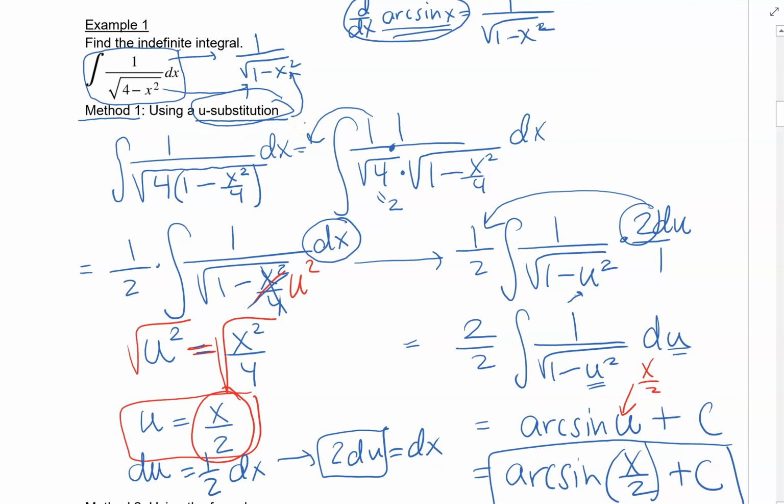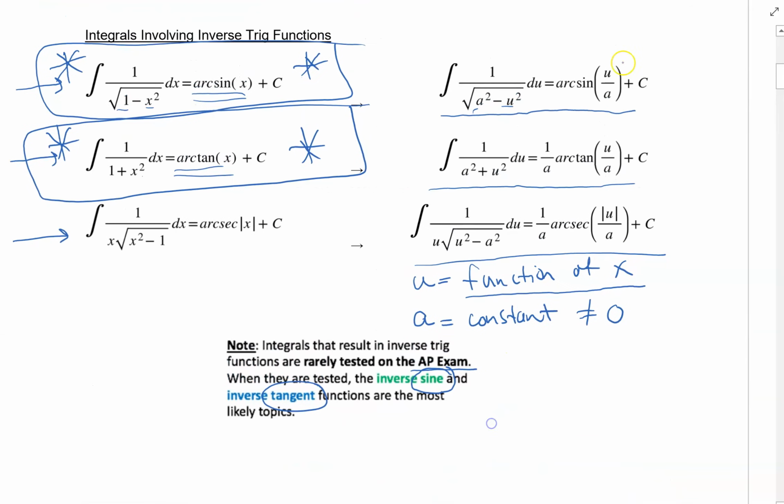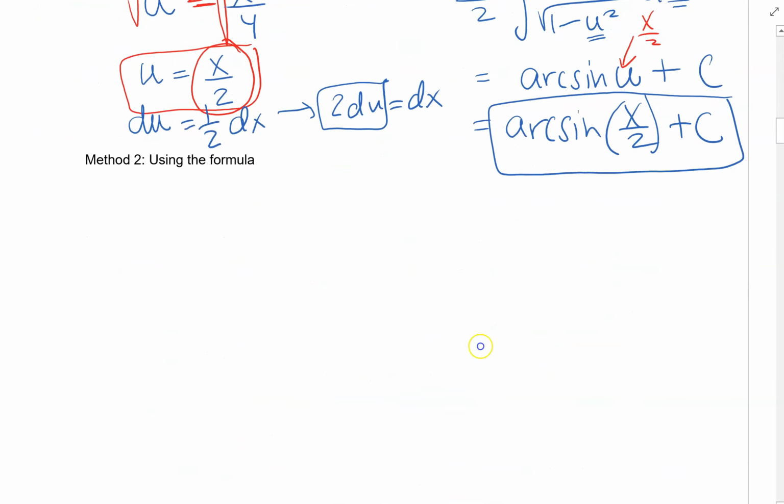But the formula that was given in your textbook, this one right here, kind of has already worked out those type of U substitutions. Of course, they have things in terms of a squared and u squared. So you can use that as well. So let me just show you that.